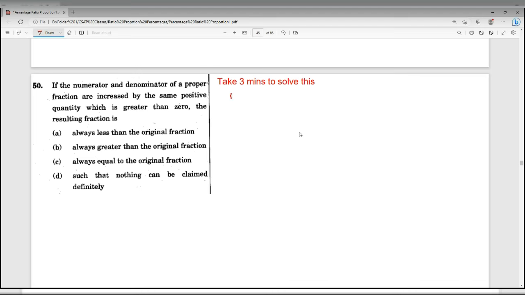One is proper fraction. The second one is improper fraction. And third is mixed fraction. In proper fraction, the numerator is smaller, for example, 1 by 3. In improper fraction, numerator is greater than the denominator, for example, 5 by 2. And in mixed fraction, it is denoted as, for example, 1 by 4. So these are the three types of fraction.